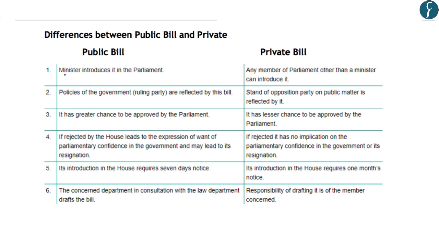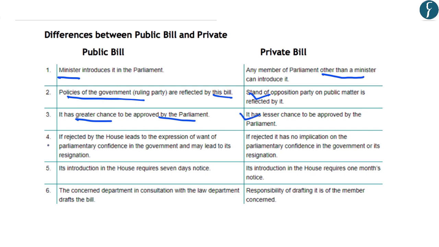So the first difference is that a public bill is introduced by a minister in the parliament. However, a private bill is introduced by any member of the parliament other than a minister. Secondly, the policies of government are reflected in the public bill. However, the stand of the opposition party on public matters is reflected in a private bill. The third difference is that a public bill has a greater chance to be approved by the parliament. This is because the government has a majority in the Lok Sabha. However, a private member's bill has a lesser chance of getting approved in the parliament.